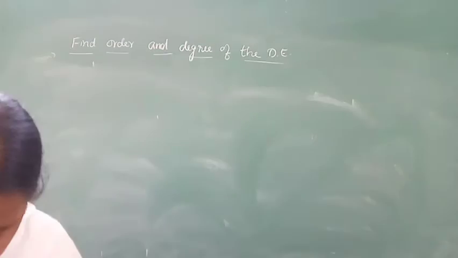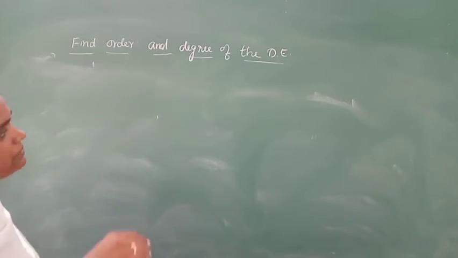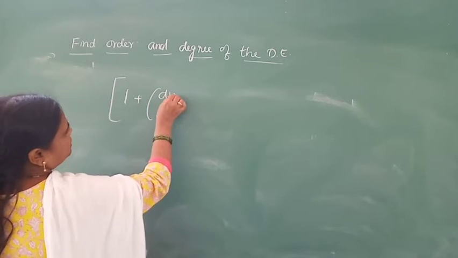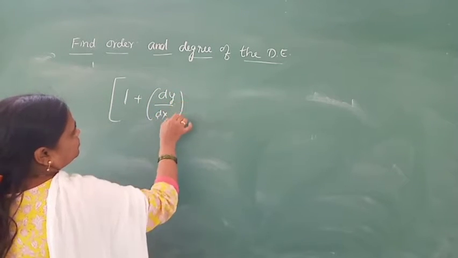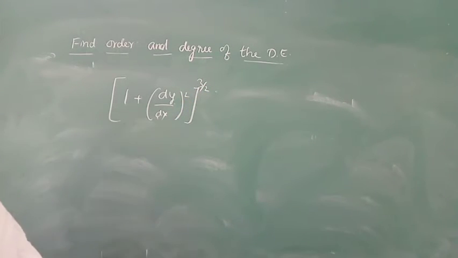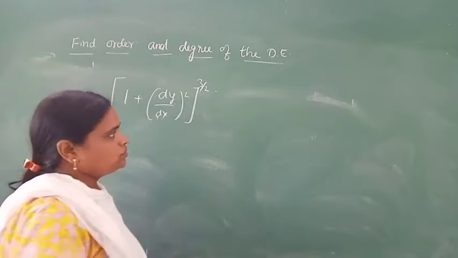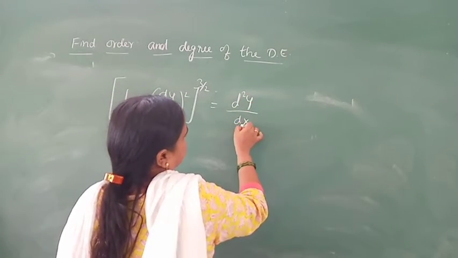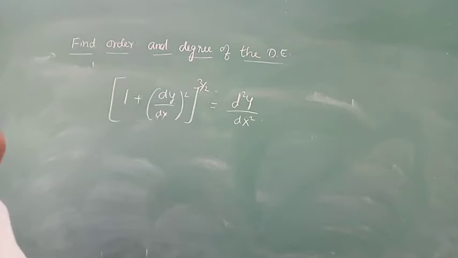Next one I will take. Next one is 1 plus dy by dx, the whole square raised to 3 by 2, and that one equal to d2y by dx square. Okay. And find the order and degree of the differential equation.